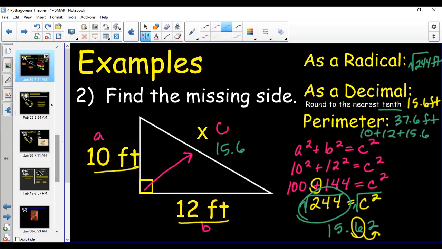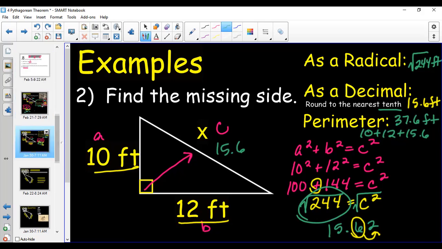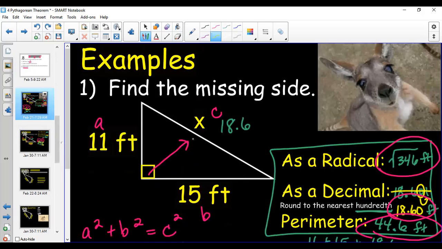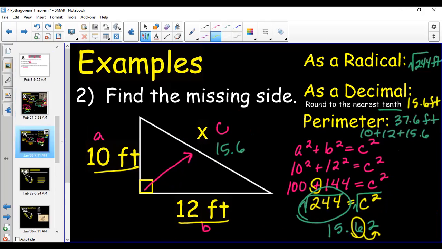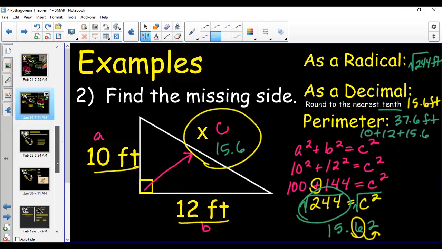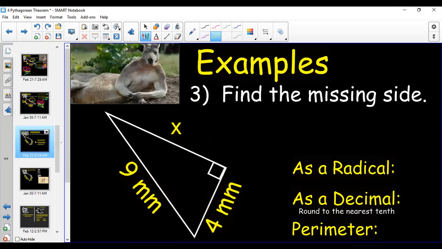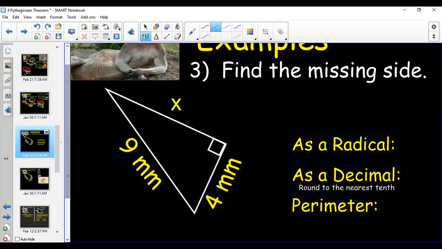All right, let's try another one here. So on the previous 2 examples, notice every time we were missing the hypotenuse. We're going to do a few examples of where we're not missing the hypotenuse, but we're missing a leg. All right, so let's start with this one.